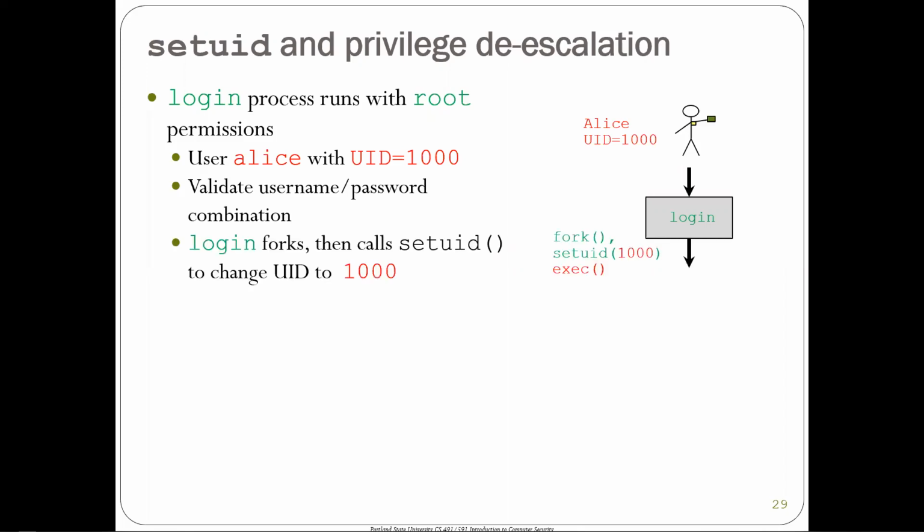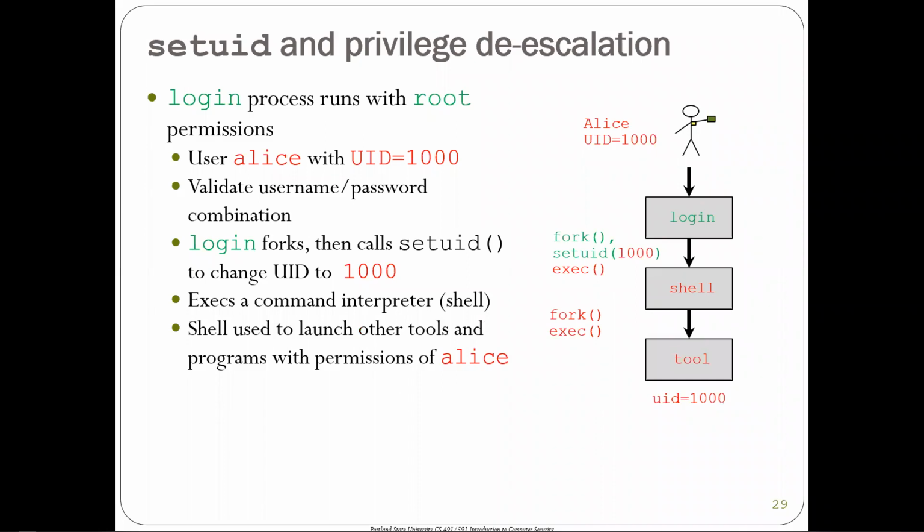Then what the login process is going to do, it's going to fork itself, and then it's going to set its own UID, the forked process, to the user. So it has to de-escalate the privileges on this forked process, and then it executes the user's shell out of /etc/passwd. And then that's how the user now has a UID of 1,000 running the shell with UID 1,000. This shell can be used by Alice to launch any other tools, but all of those other tools are being launched with the UID of 1,000, right?